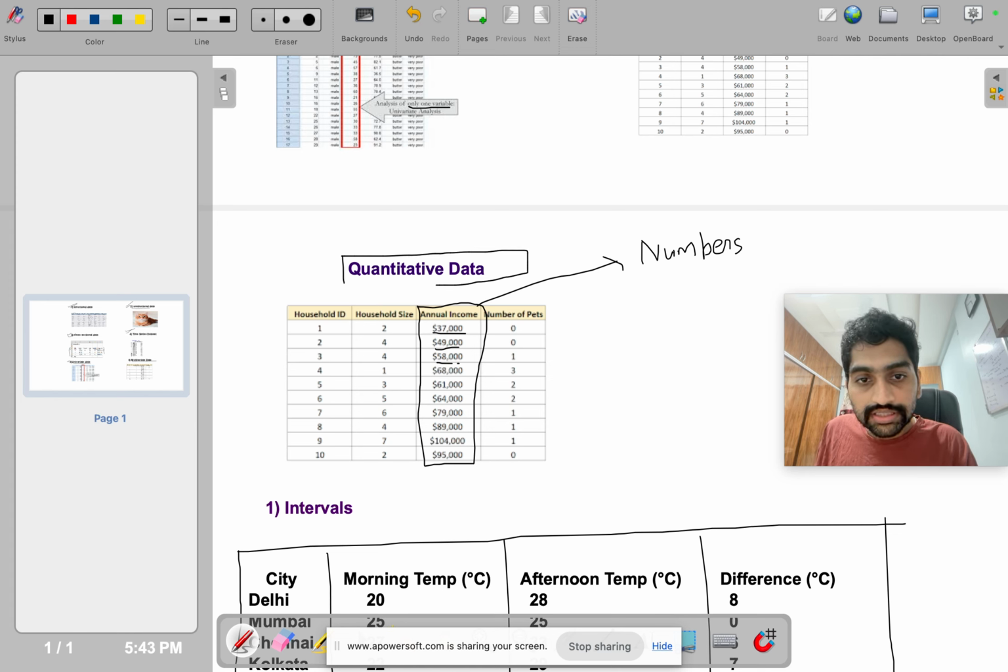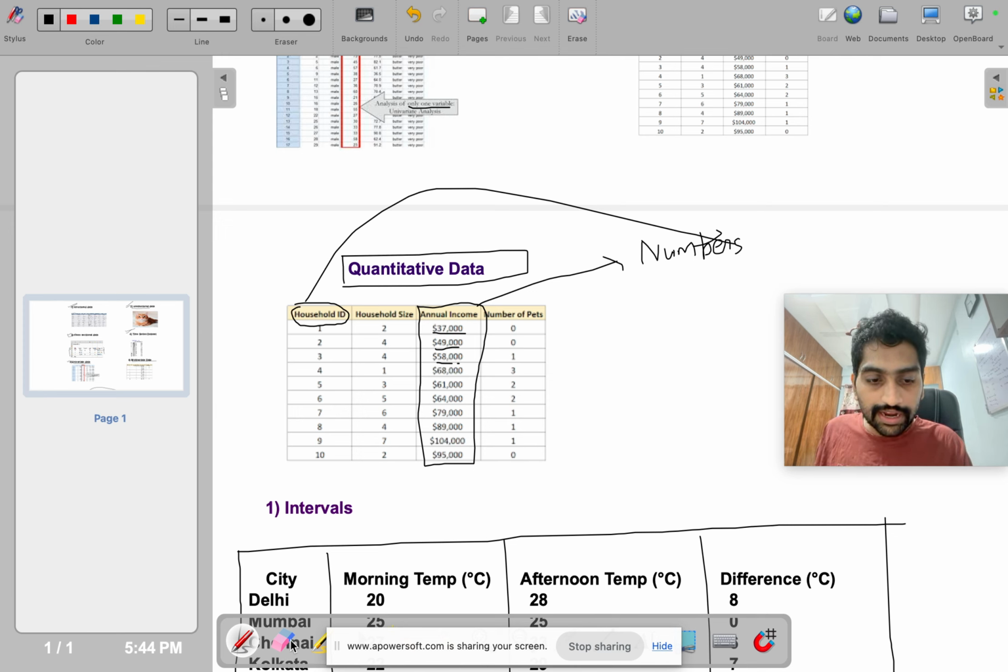Qualitative means categories. Like in the example of number of pets, you have only three or four categories, so this type of data is categorical data. But since the income is in quantitative number format, it is called quantitative data. The household ID is also a quantitative variable, because it also has countable numbers. I hope you got a clearer idea of what qualitative and quantitative data are.